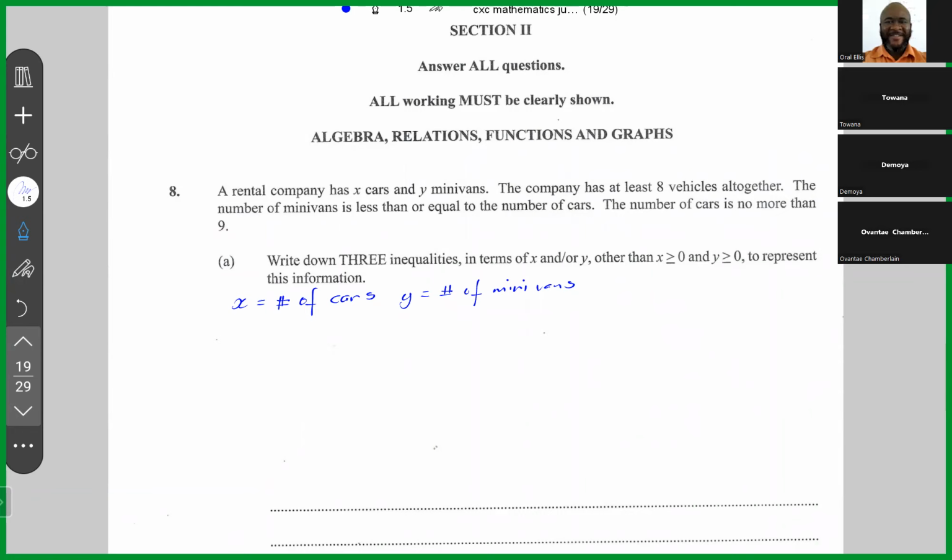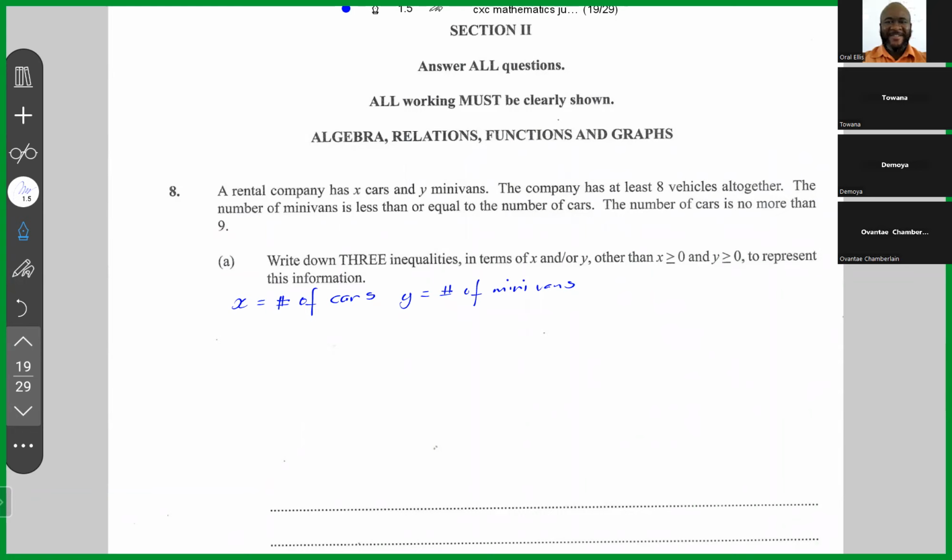So my 3 inequalities are X plus Y is greater than or equal to 8 because of the phrase at least. Y, the number of minivans, is less than or equal to the number of cars. That's straightforward. And the number of cars X is no more than 9. No more than is an inequality phrase, and it means less than or equal to.